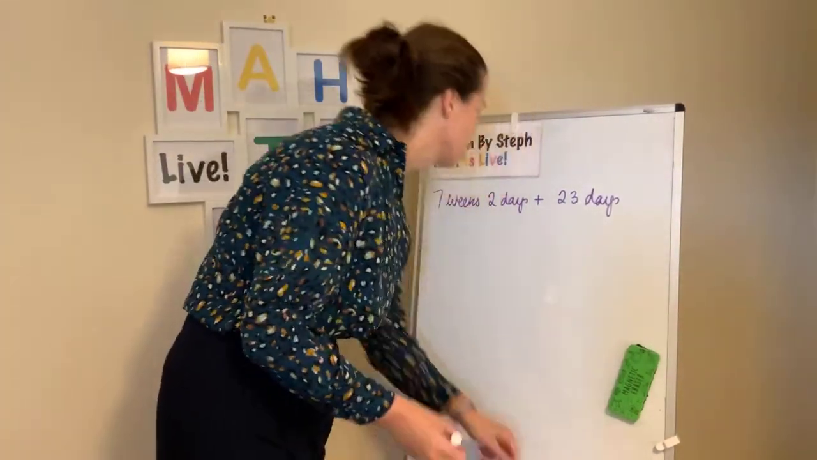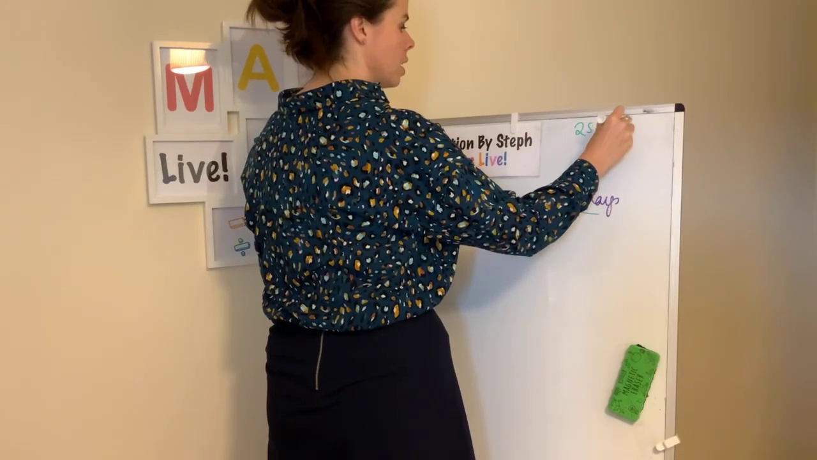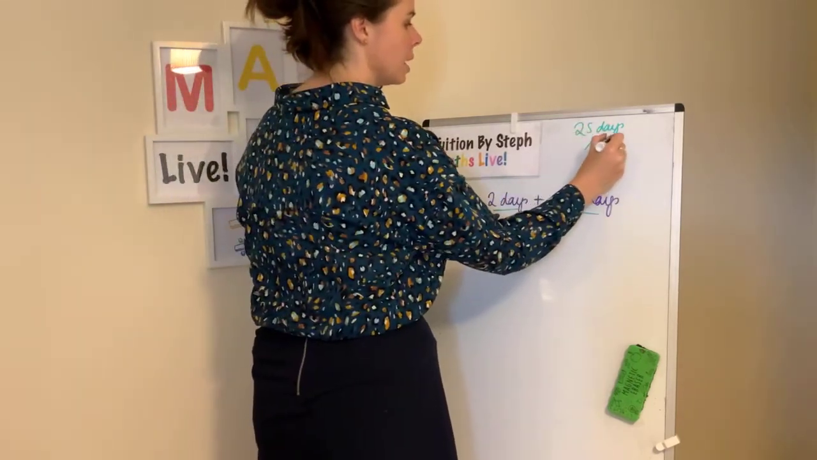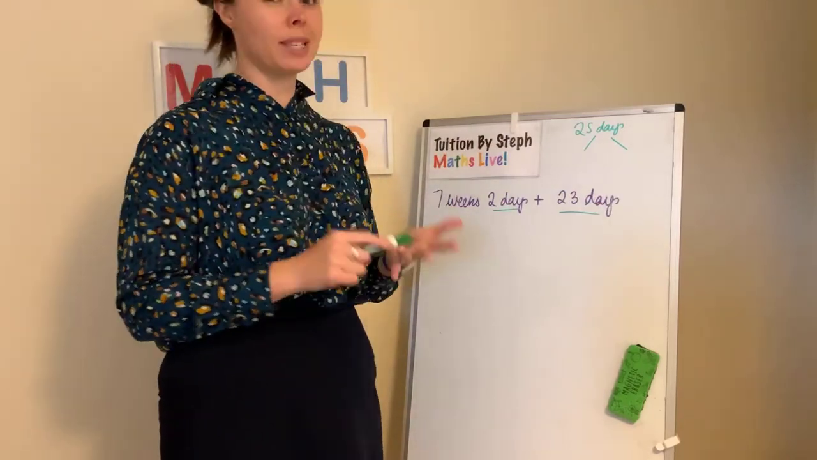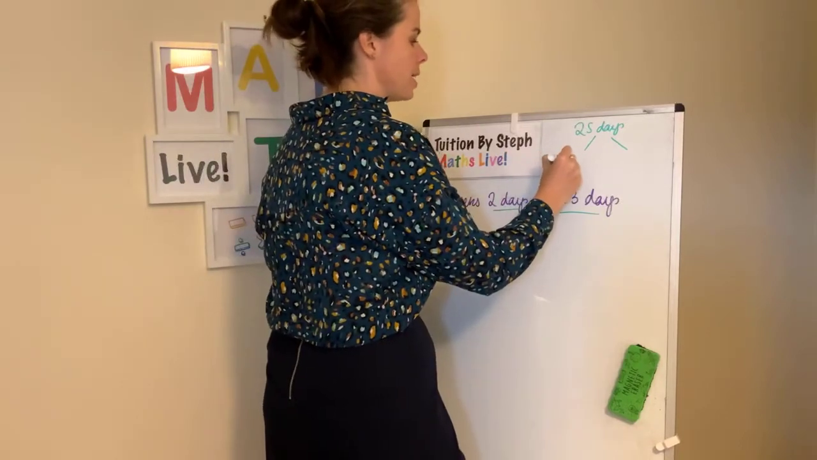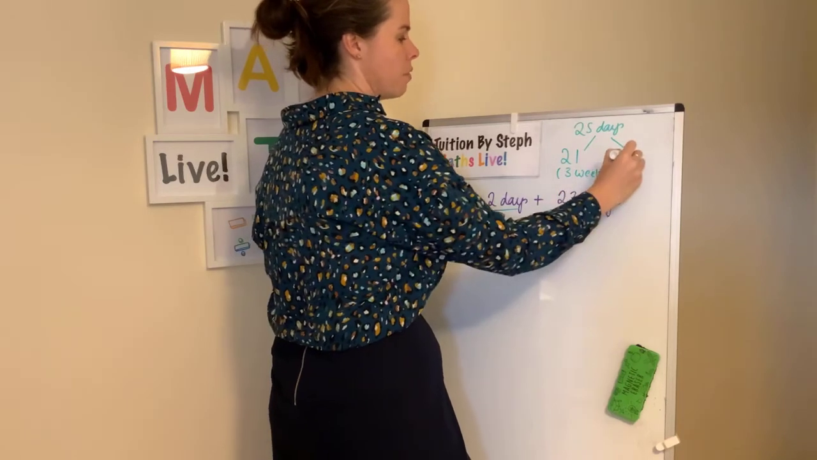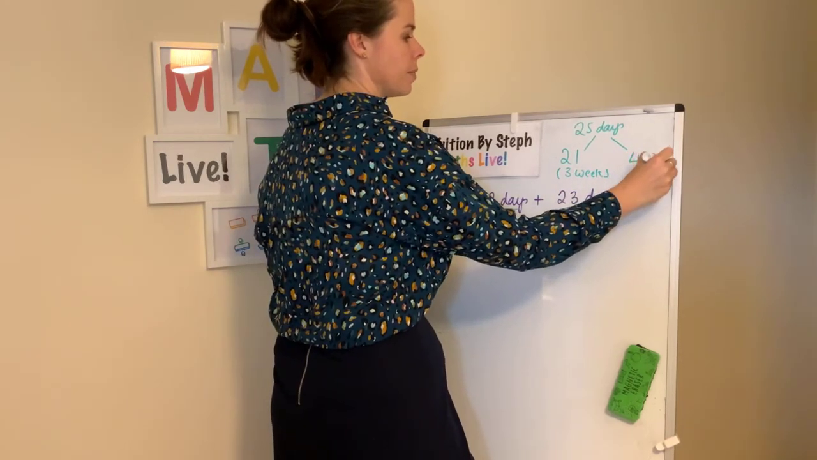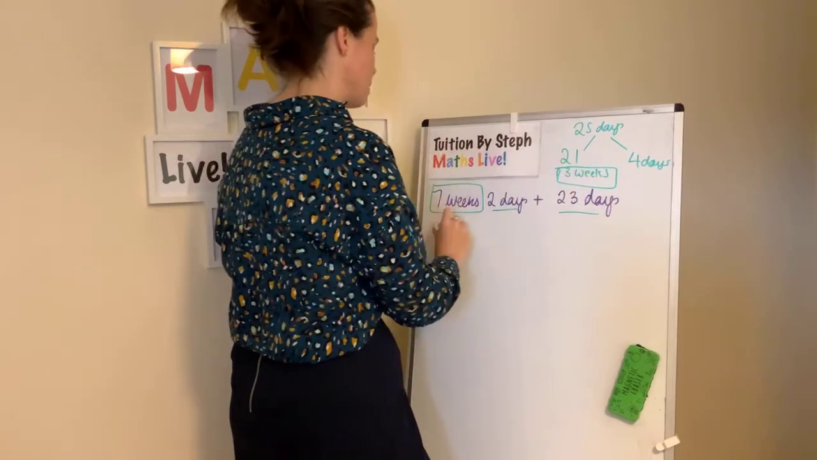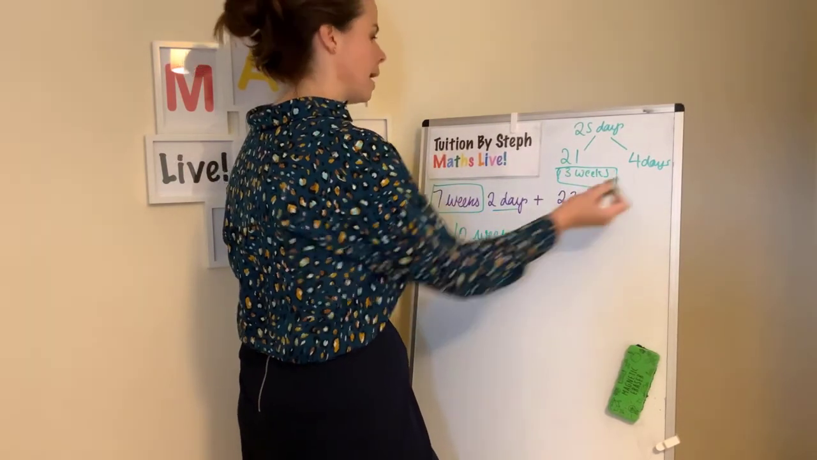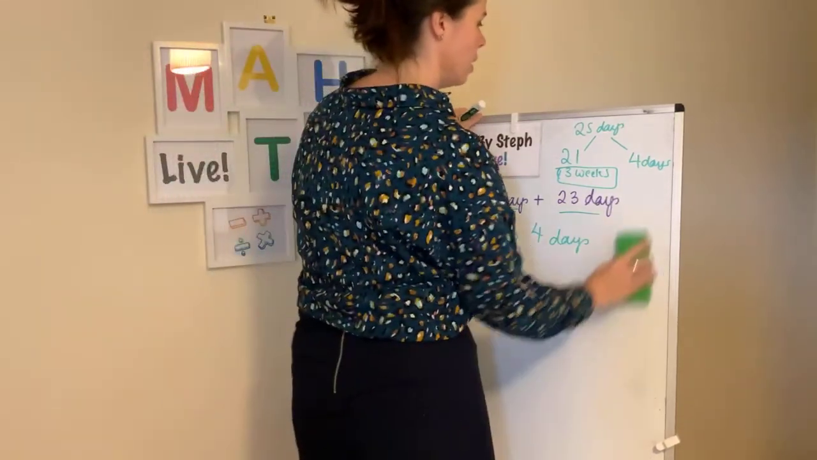For this one, combine the days first, so that's 25. We then need to split it into weeks and days. So 7 days are in a week, so 7, 14, 21, 28. 28 is too far. So 21 days would be 3 weeks, and then we have a remainder of 4 days. Then we add it up, we've got 7 weeks, 8, 9, 10 weeks. And how many days left over? 10 weeks and 4 days. Okay.